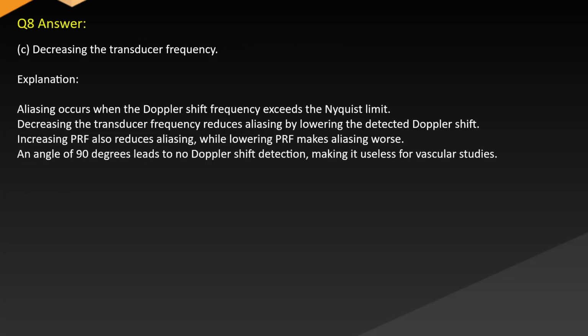Answer. C. Decreasing the transducer frequency. Explanation. Aliasing occurs when the Doppler shift frequency exceeds the Nyquist limit. Decreasing the transducer frequency reduces aliasing by lowering the detected Doppler shift. Increasing PRF also reduces aliasing, while lowering PRF makes aliasing worse. An angle of 90 degrees leads to no Doppler shift detection, making it useless for vascular studies.